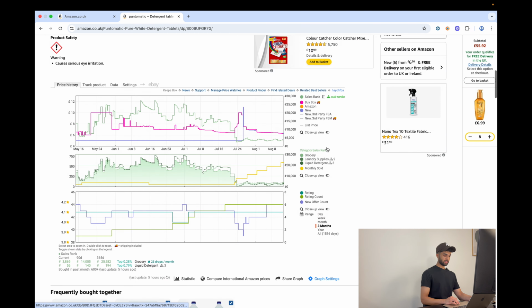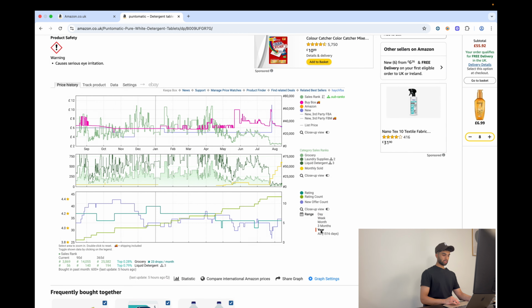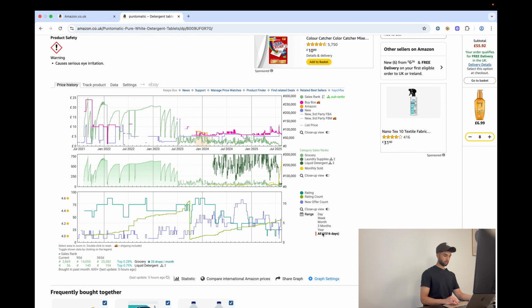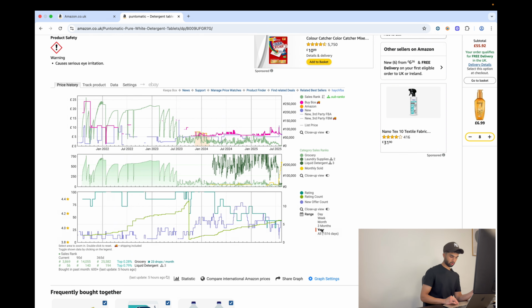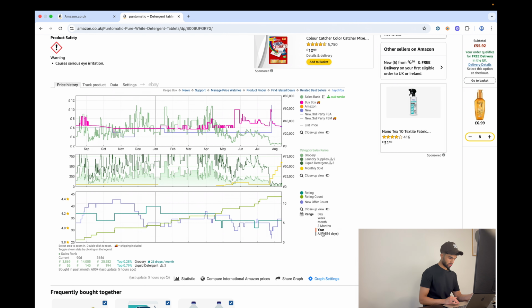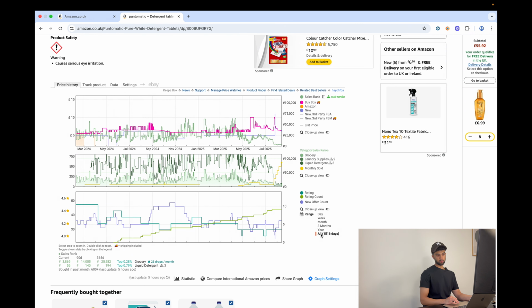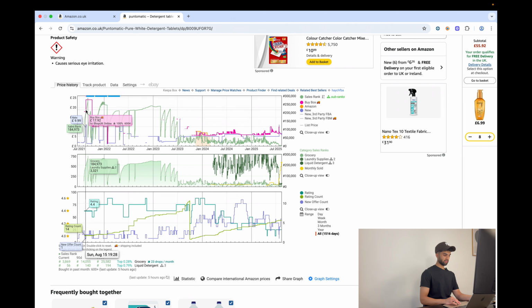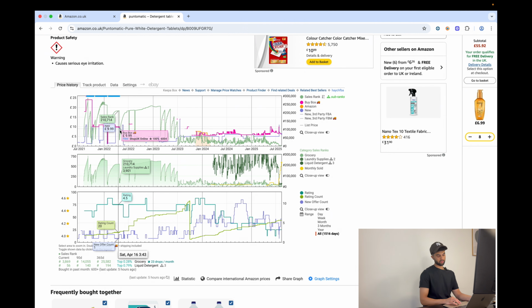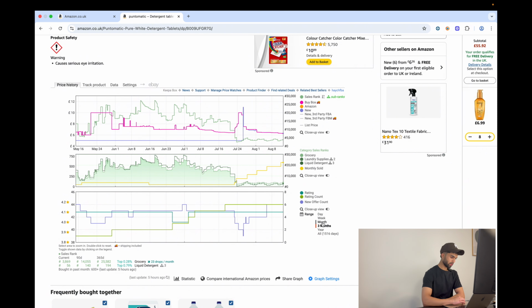So what am I seeing in this listing? Straight off the bat, I want to sort it by a year and all time, just to get an idea of what sorts of price points this product has been at since it was born. Another little Keepa trick, you can see who the first seller was on the listing, and usually the first seller is the person who created the listing. It's a little gem for you guys as well. And obviously that will help you with the IP side of things.